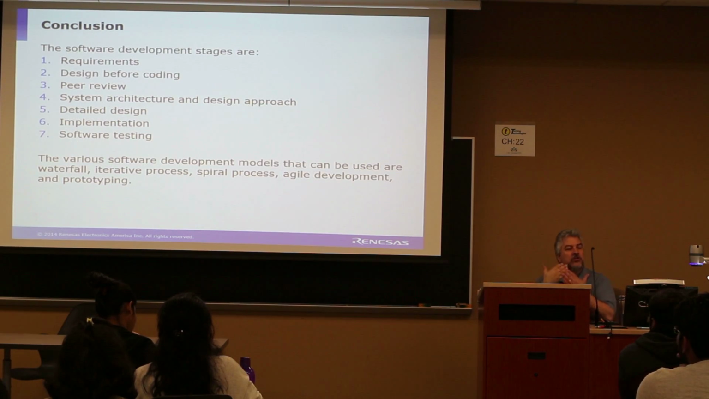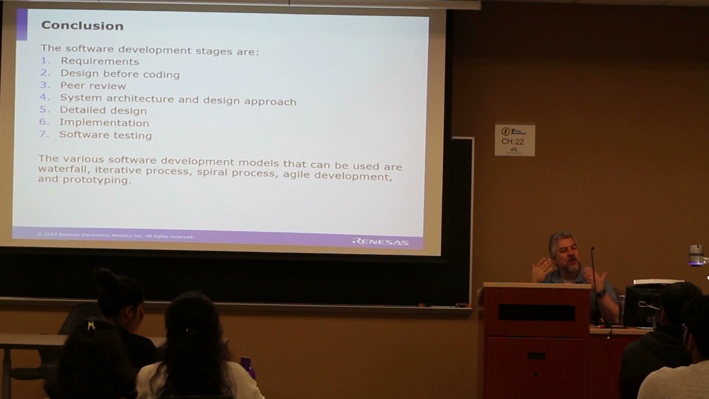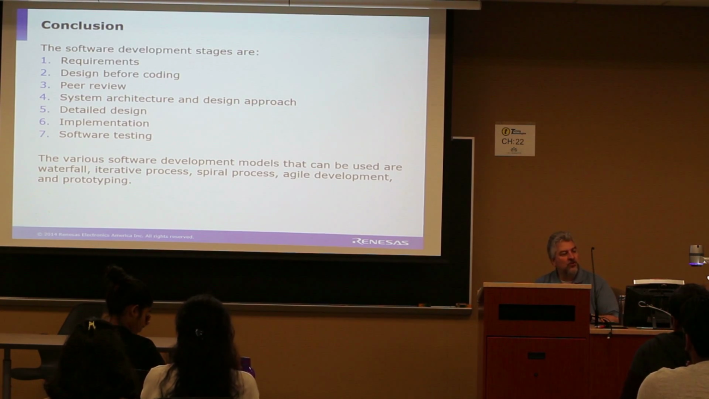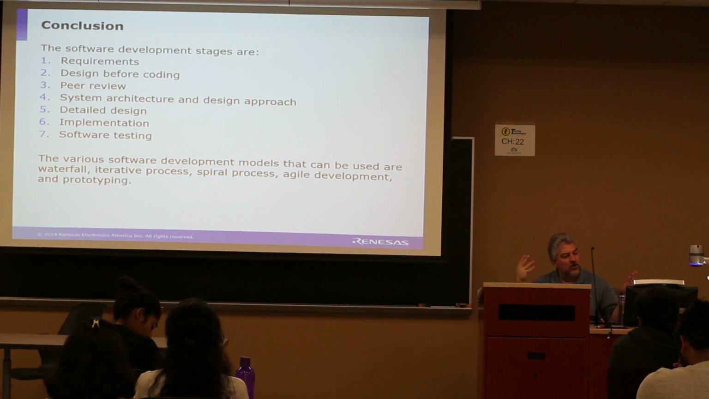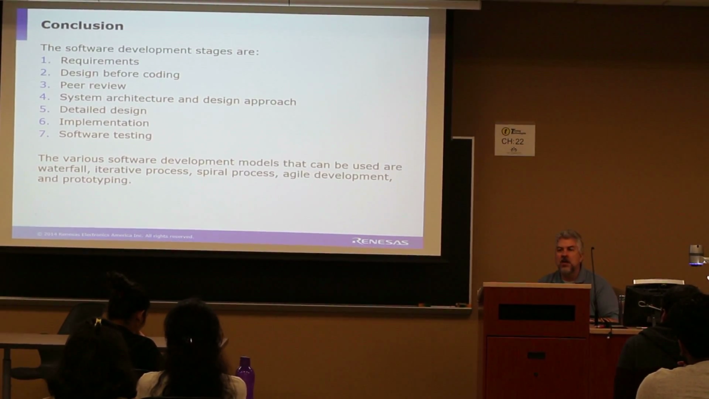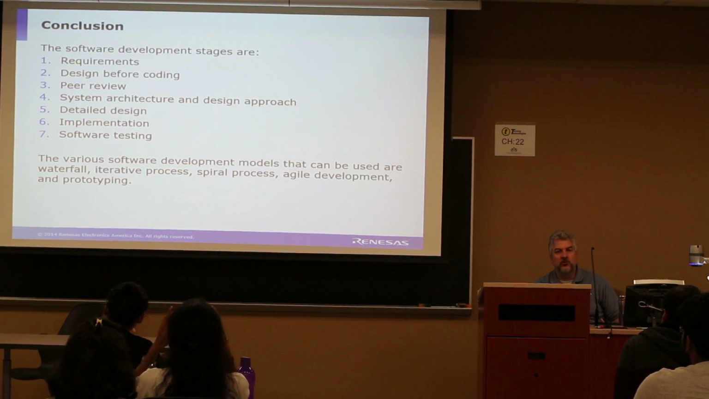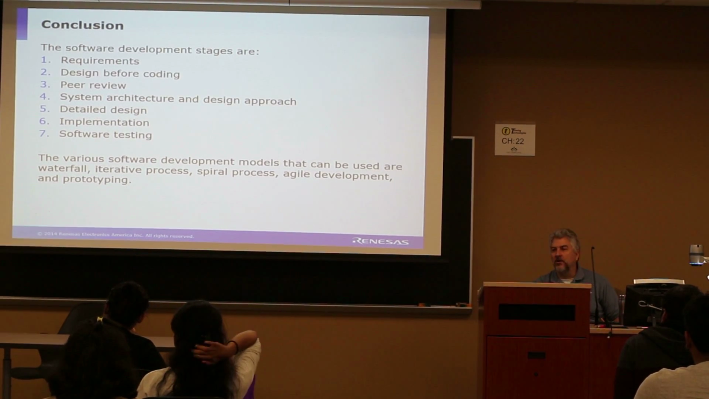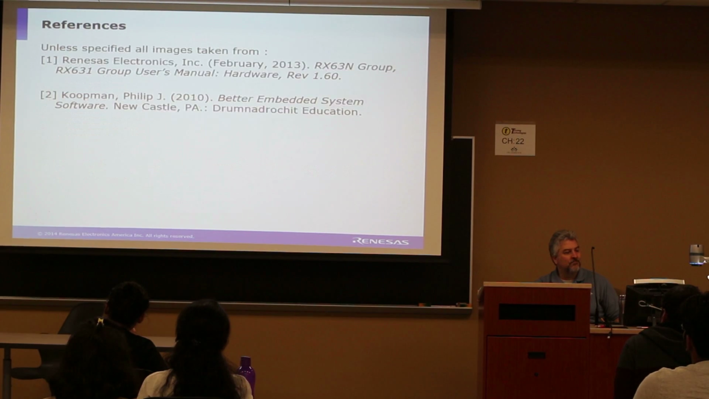So in conclusion, software development stages, as I've discussed, going through requirements, design, peer review, detailed design, implementation, software testing. Make sure you follow at least those in the specific order. In other words, you want to make sure you do the requirements before you start doing your implementation.